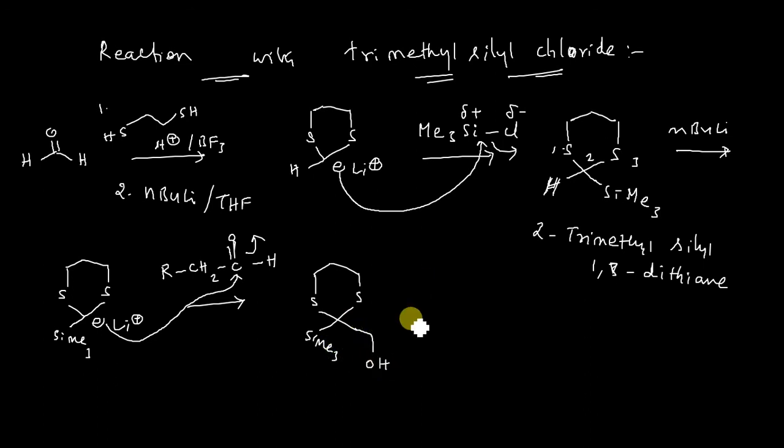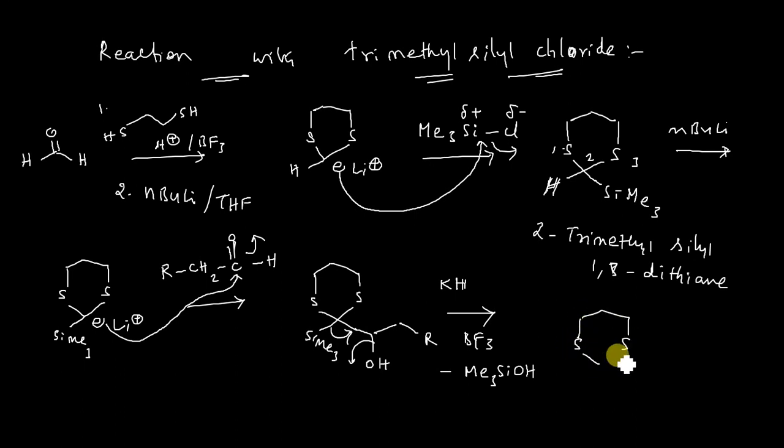An alcohol. Treat this alcohol with a strong base or Lewis acid. There is a loss of trimethylsilanol, which takes place and gives you alpha beta unsaturated 1,3-dithianes.